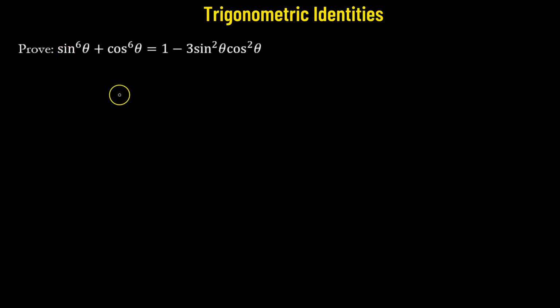We need to prove the following. So let's begin from the left hand side. Here on the left hand side, we are given sine theta raised to the power of 6. Now sine theta raised to the power of 6 can also be expressed as sine squared theta whole raised to the power of 3, plus we have cosine theta raised to the power of 6, which can also be expressed as cosine squared theta whole raised to the power of 3.